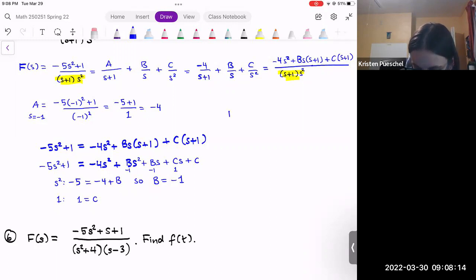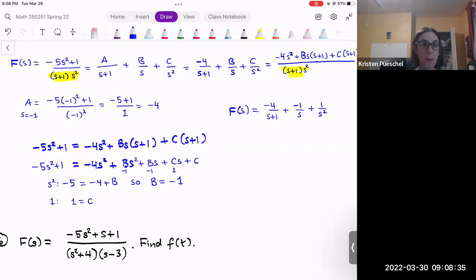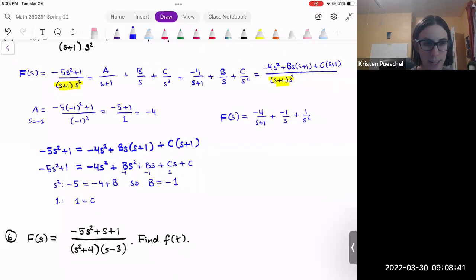Let's just write that out here. F of s is equal to, our value of a was -4 over s plus 1. For b, we had -1 over s. And for c, we found 1 over s squared was our term. All right, take a deep breath, and then we're going to take inverse Laplace transforms.